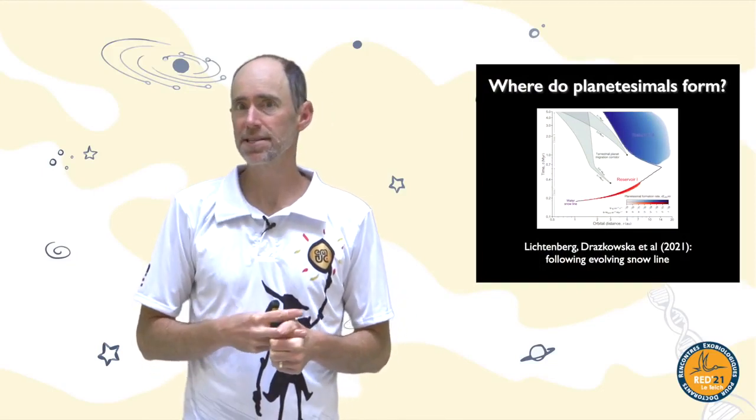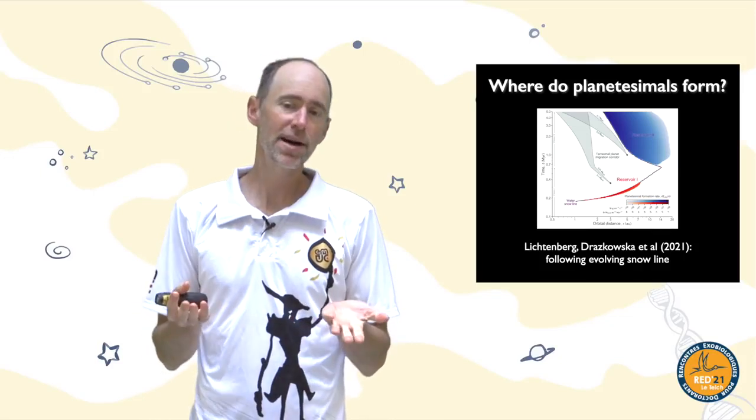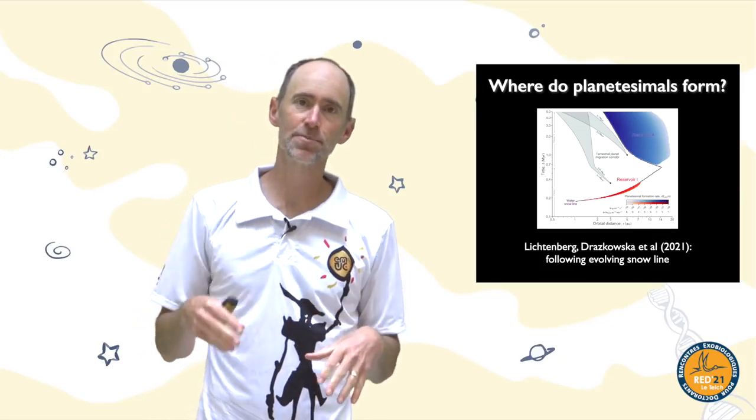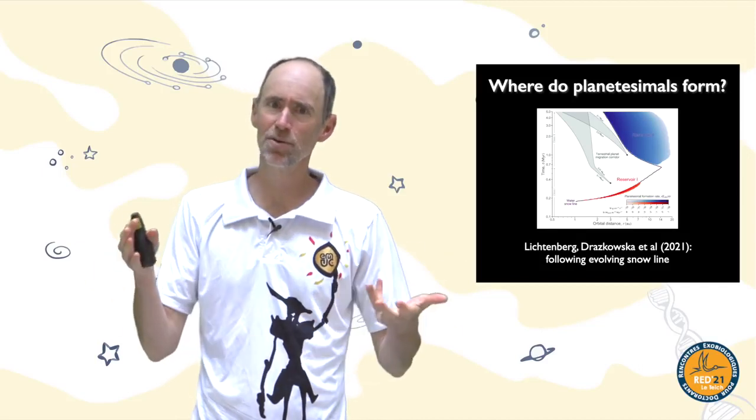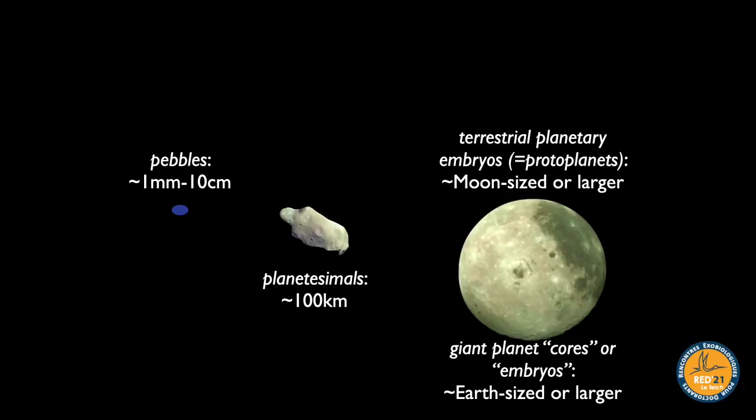But it's a key thing, because we're pretty confident that planets form from planetesimals, but to really understand when and where they form, we need to know when and where the planetesimals form. And we don't quite know that yet. So anyhow, this is the story so far.